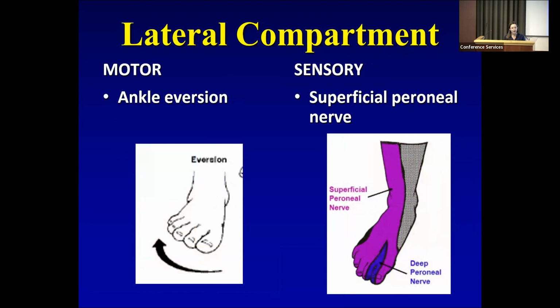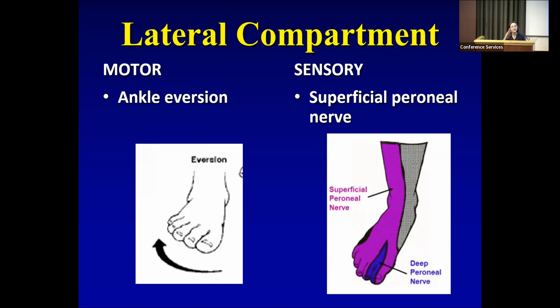The lateral compartment is on the side of the leg, the outside part of the leg towards the small toe. Those muscle groups are responsible for what we call eversion. So that's the picture demonstrating there, where the small toe is moving out towards the side. The sensation in that muscle group is the top of the foot. So that's the second area you want to test on the foot to see if the child is complaining of any numbness. That could indicate that the nerve is getting squeezed.